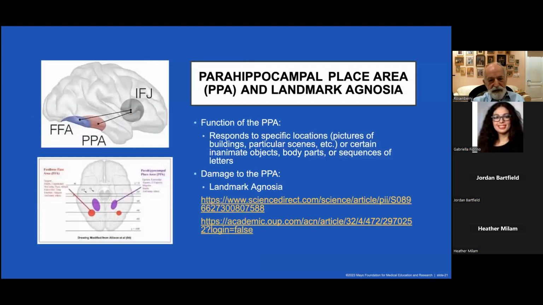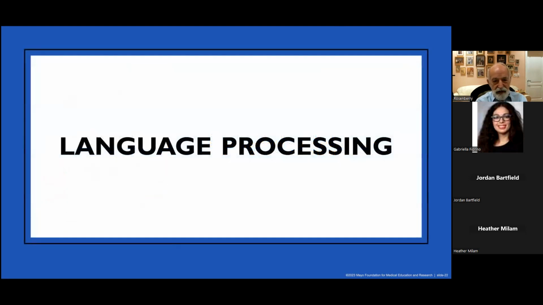The parahippocampal place area, the PPA, gives rise to landmark agnosia. Its function is to respond to specific locations, pictures of buildings, particular scenes, or sequences of inanimate objects. And damage to this particular area, the PPA, results in a failure to integrate any prior knowledge of those scenes into the representation that you're comparing the new input to. So the new input doesn't go anywhere. Next slide. Language processing.